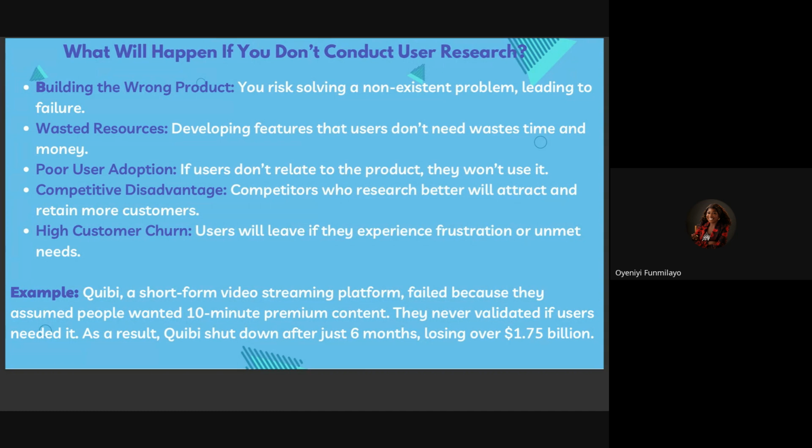You're going to waste resources, developing features that users don't need. Your time and money will be wasted. Poor user adoption. You're going to build that feature, nobody will use it because users don't relate to the product. If users don't relate to the product, they will not use it. If it's not solving their problem, they will not use it. That's why I say edit feature now.